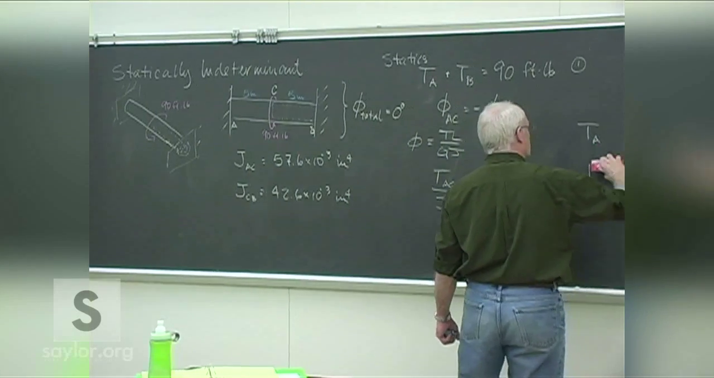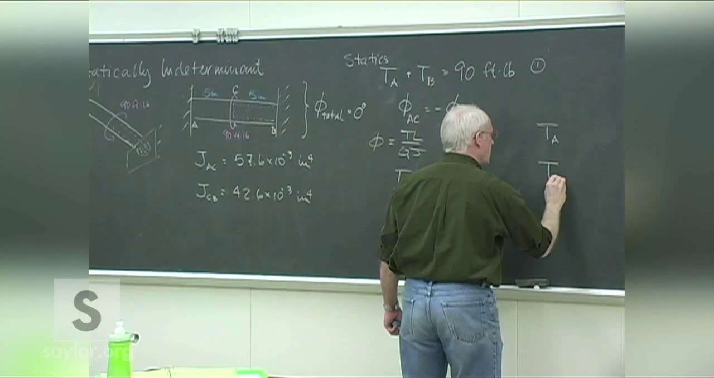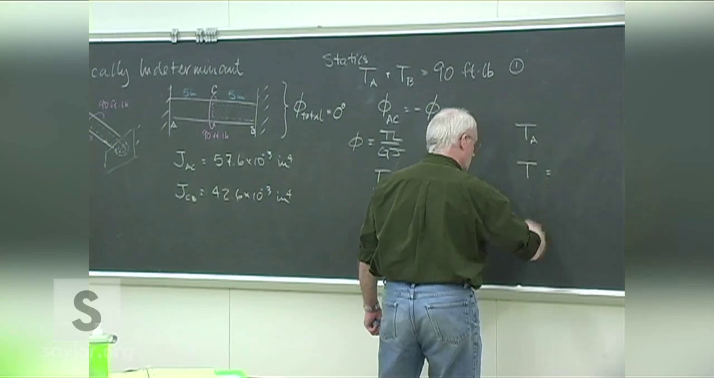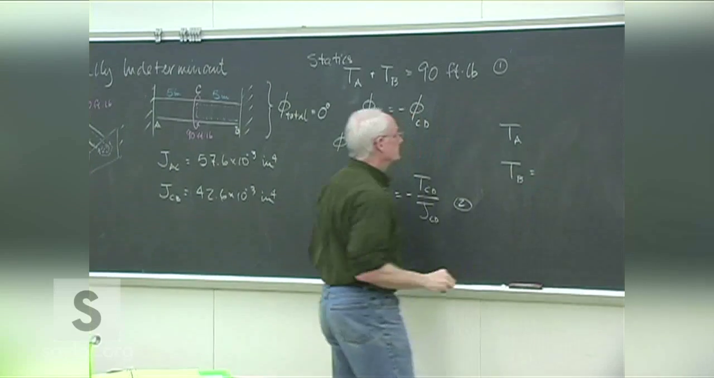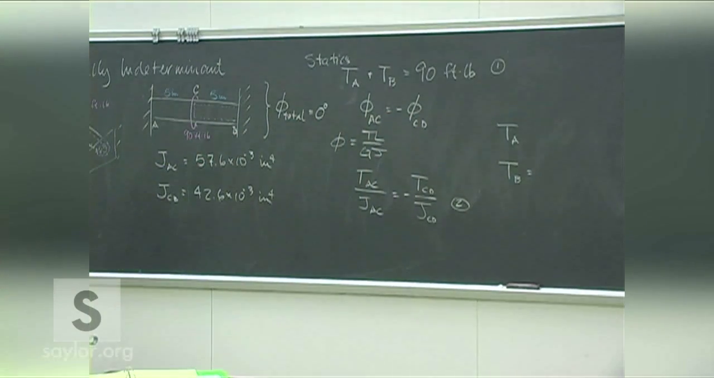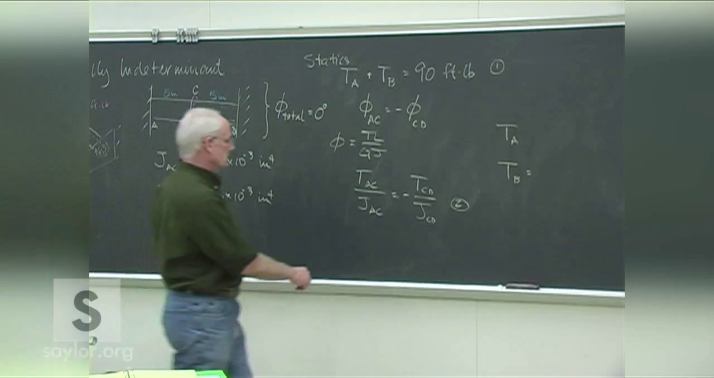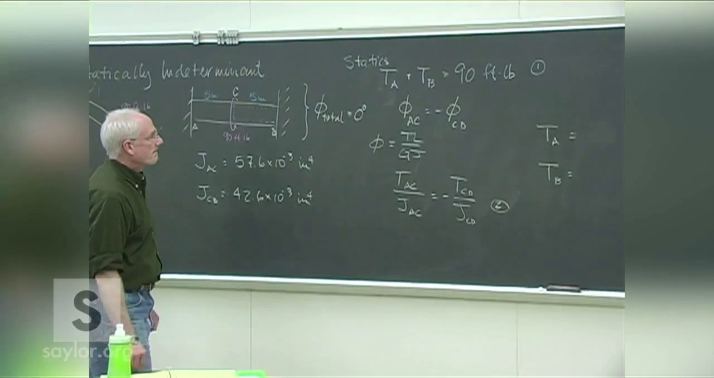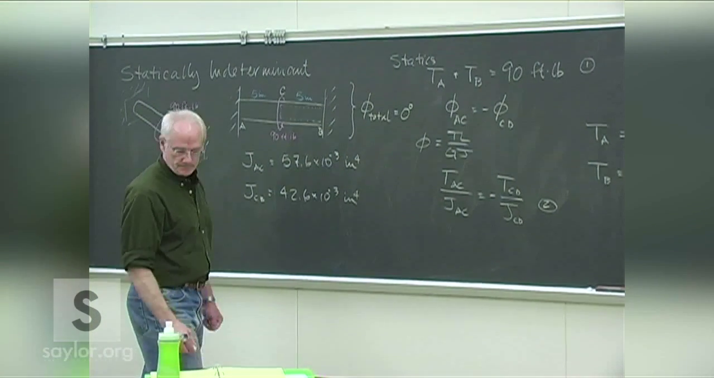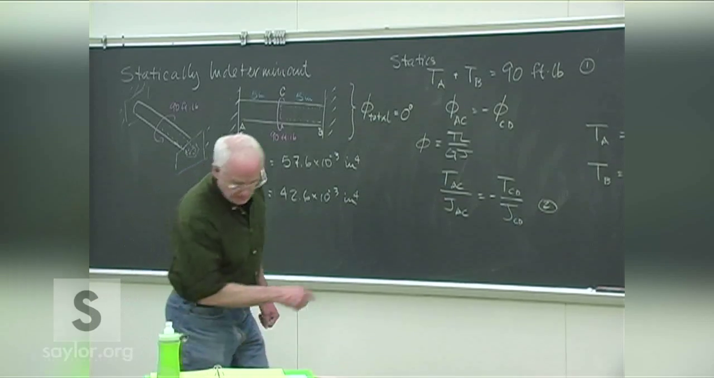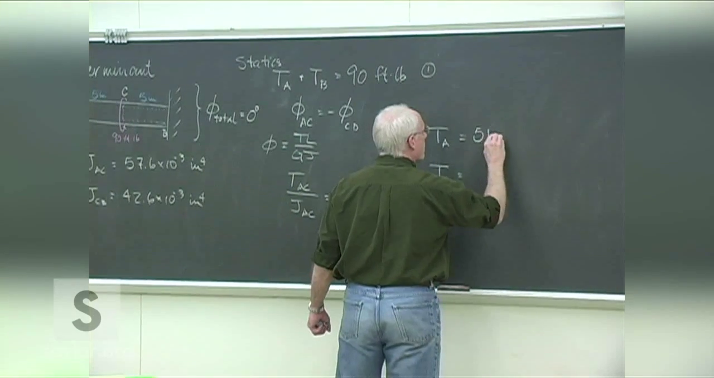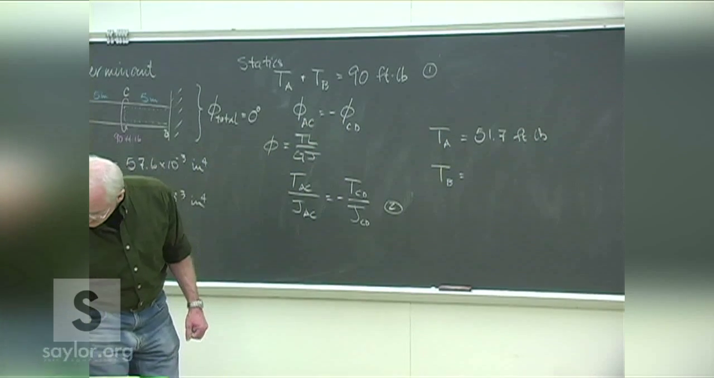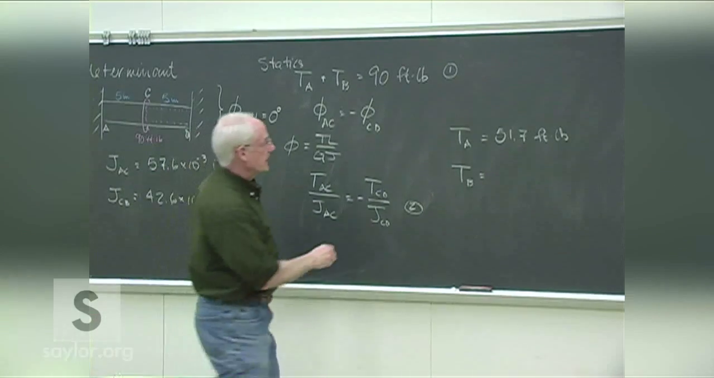Actually, it'd be the reaction, so it'd be the torsion at A and the torsion at B due to the applied load in the middle. And they should be in the same direction. You get 51.7 foot pounds. Now it's just a simple ratio of the two, and 38.3.